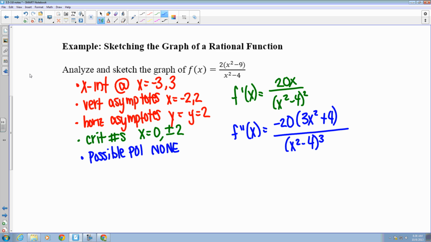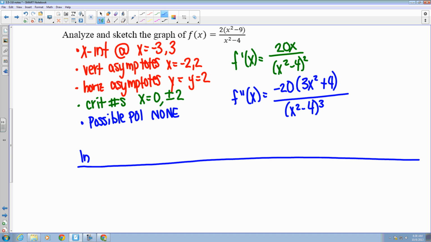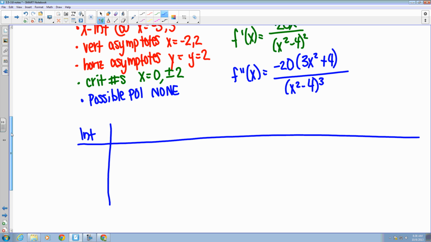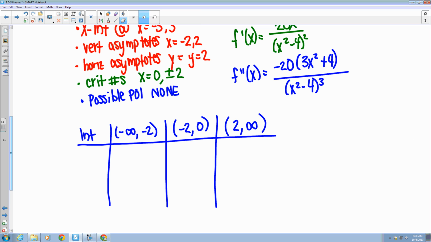So we just have to make a table based on what we have figured out so far. So on top is where all of our intervals go. We have to test the possible points of inflection and the critical points in our intervals. So we go from -∞ to -2, -2 to 0, and 2 to infinity. Okay, so we probably don't need this over here. That's where we can sketch it when we're done.